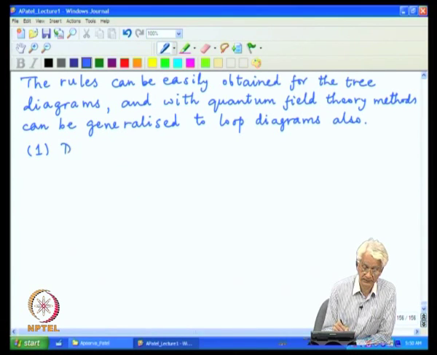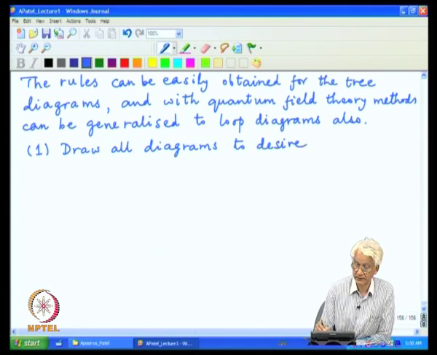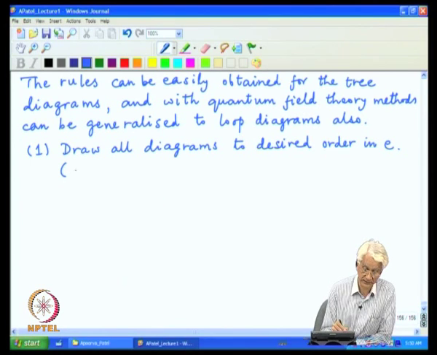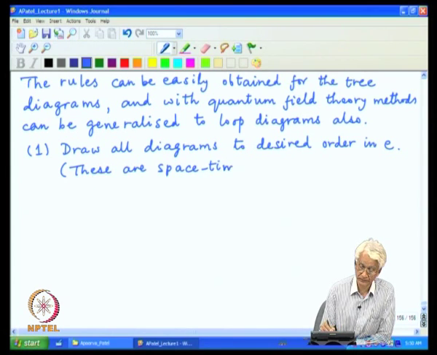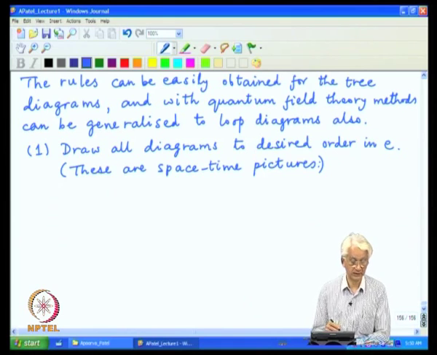One is, well, draw all the diagrams to desired order in e, and as we have constructed the whole thing, these are space time pictures. So, the rules as we have constructed will be obtained in the coordinate space.